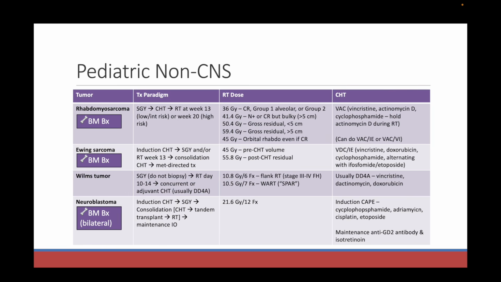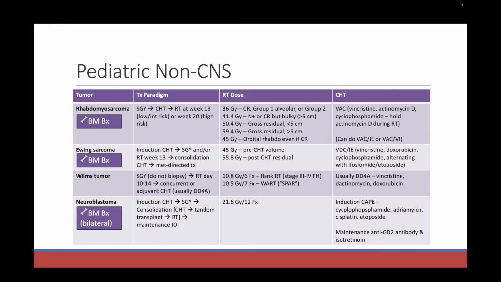And then if they meet those SPAR criteria, so if there's spillage, peritoneal seeding, ascites, rupture, they're going to get whole abdomen radiation. And you should know the fields for flank versus whole abdomen radiation. The chemotherapy regimen that's given after radiation is usually DD4A.